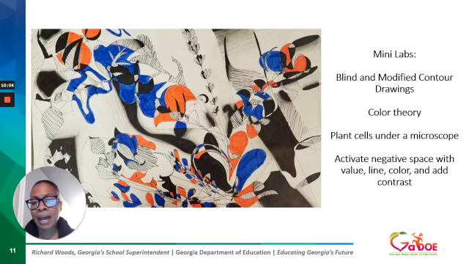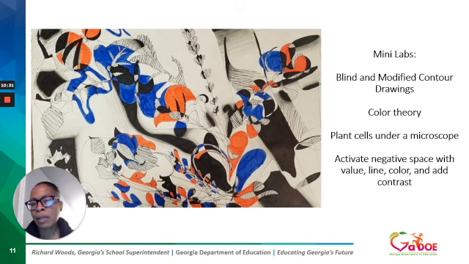Of course, we talked about line variation and where to emphasize different lines. So that was a cool activity that they enjoyed. The next step was a mini lab revolving around color theory. They got to experiment with different color combinations. With this project, it was more so focused on complementary colors. They were able to experiment with the placement of those colors in their drawings.